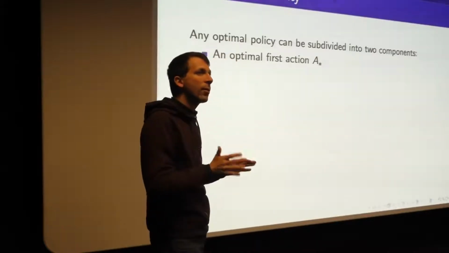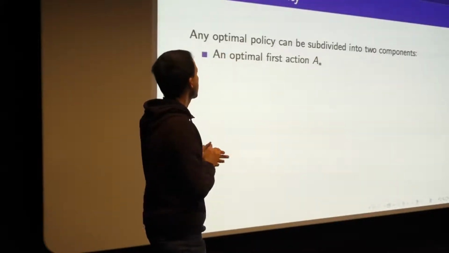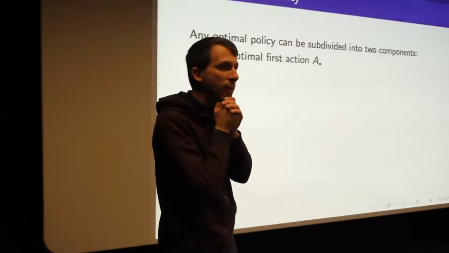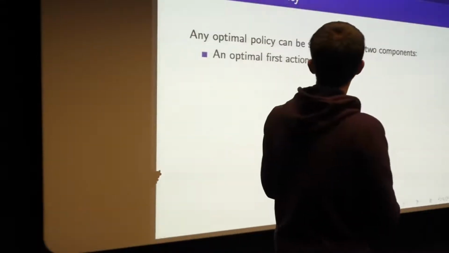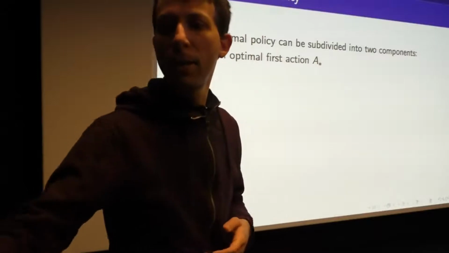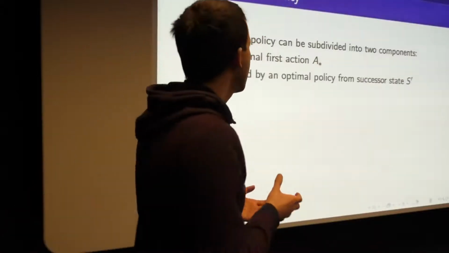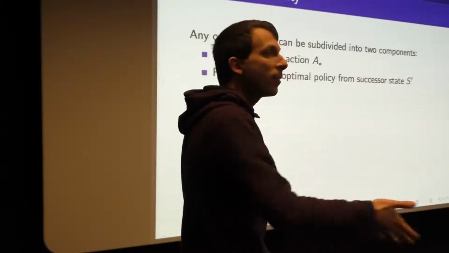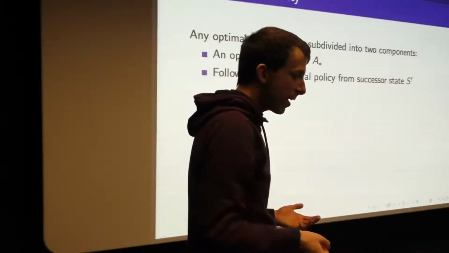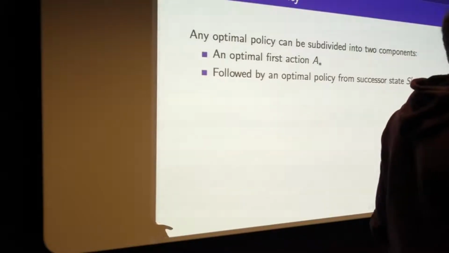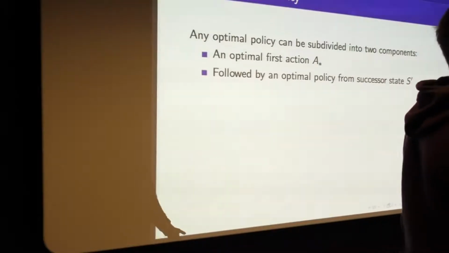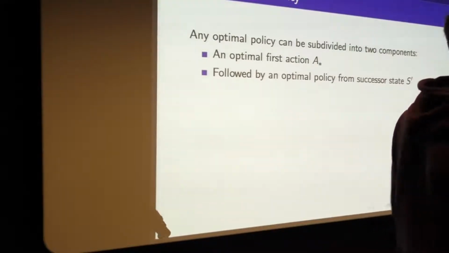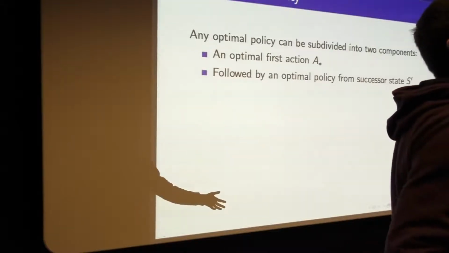Before we go into the details of value iteration, I want to return to the basic principle of dynamic programming, which is the principle of optimality. If you remember, we can subdivide any optimal policy into two pieces. I have to take an optimal first action, and then after that I follow an optimal policy from wherever I end up. Then we can say that the overall behavior is optimal.